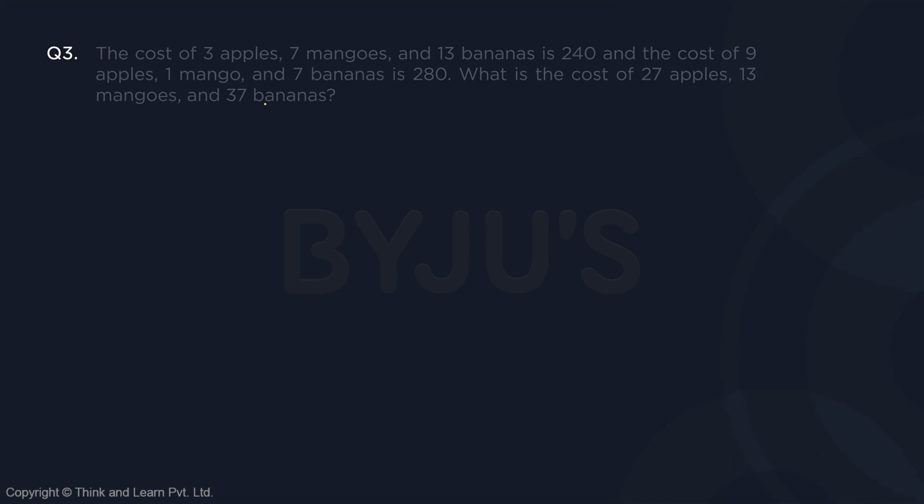So if I assume the cost of apple, mangoes and bananas is x, y, z, I can make two equations, that is 3x plus 7y plus 13z is equal to 240, and 9x plus y plus 7z is equal to 280, and I need to find the value of 27x plus 13y plus 37z. If you can clearly see what needs to be multiplied with these two equations to get 27, 13 and 37 as the coefficients, then you can definitely do it. If not, like in this case, it is not clearly visible how you will get 37, right?